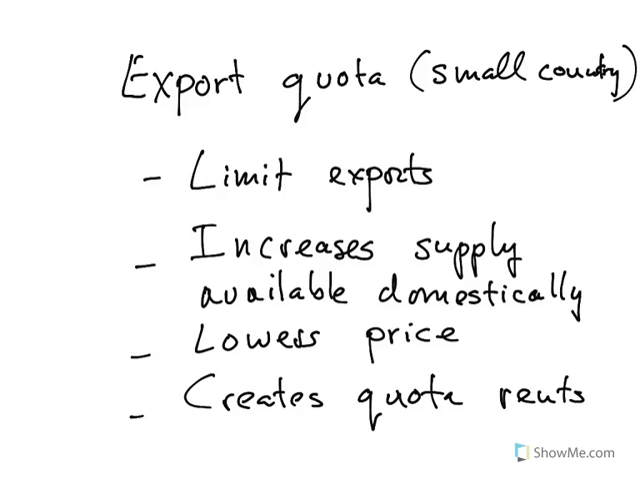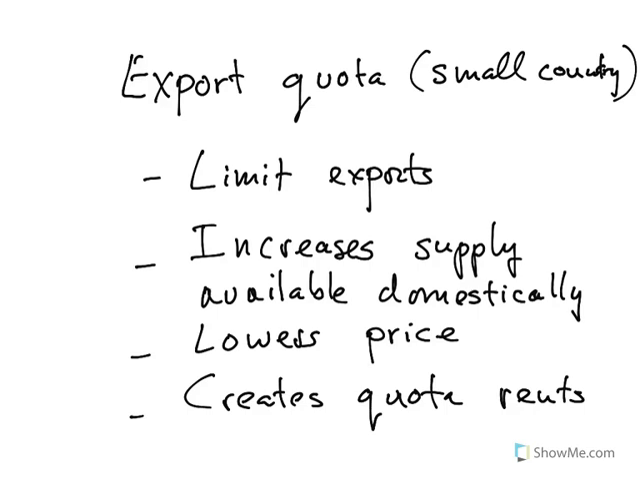Let's do a quick analysis of export quotas for a small country. So with an export quota, the government is going to physically limit how much of an export can leave the country. That could be based on the value, it could be based on the physical quantity, but there's something that the government will do to limit how much is being sent abroad.